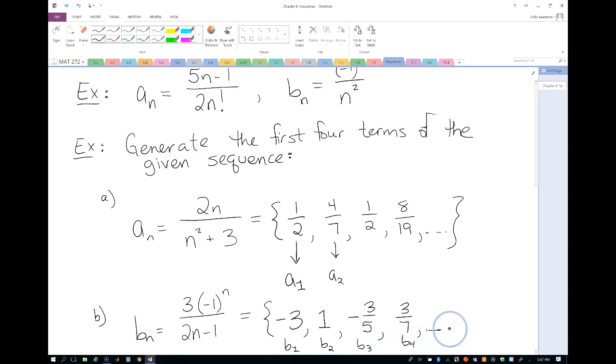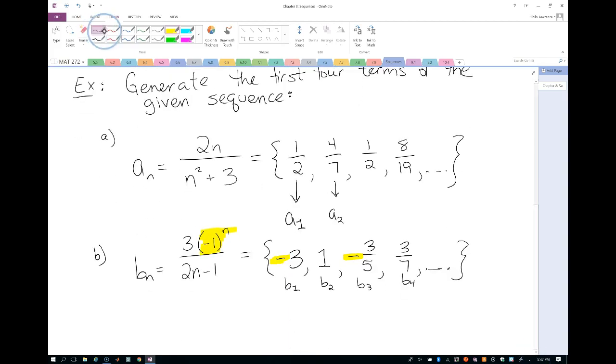And we could continue this forever if we wanted to, but we're just asked for 4 terms. So what we're seeing here is every time we have this negative 1 to the n power, it was causing the signs on our terms to flip-flop back and forth between positives and negatives. And this is called an alternating sequence. Anytime the signs of your terms consistently alternate back and forth between positive and negative, we call that an alternating sequence.